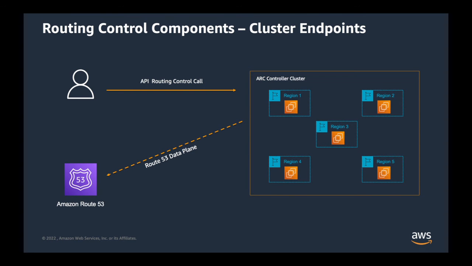Something else that's important to note here is that the cluster operates on a quorum model. This means that the cluster and the routing controls continue to function and provide those failover controls and capabilities, even if up to 2 regional endpoints are unavailable.